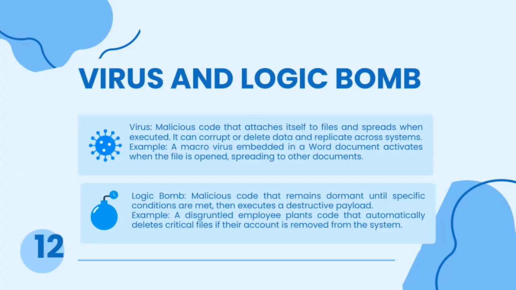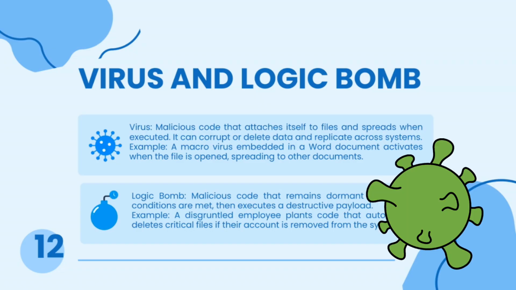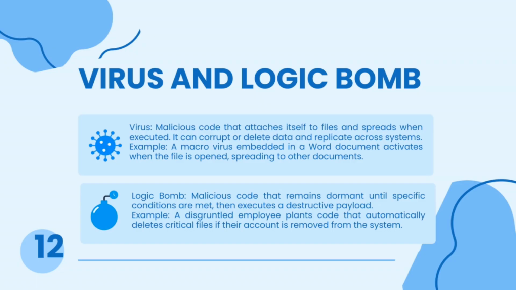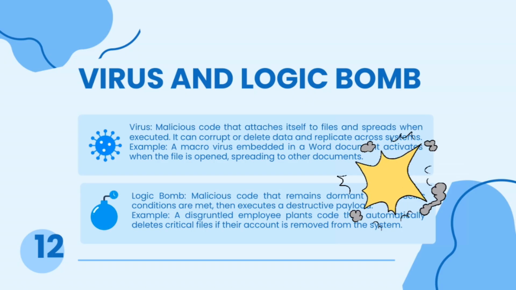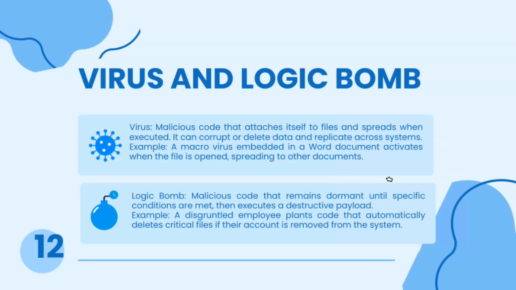Let's talk about 2 types of malicious code: viruses and logic bombs. A virus attaches itself to files and spreads when those files are opened, often corrupting or deleting data along the way. Imagine a macro virus hidden in a Word document, activating as soon as you open it, then jumping to other files. A logic bomb, on the other hand, stays hidden, dormant until certain conditions are met. For example, a disgruntled employee might plant code that deletes critical files if their account is removed. Both are dangerous, but they work in very different ways.